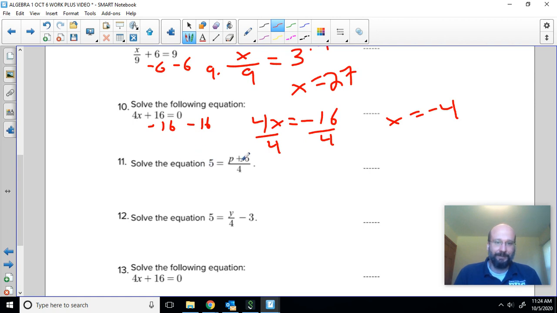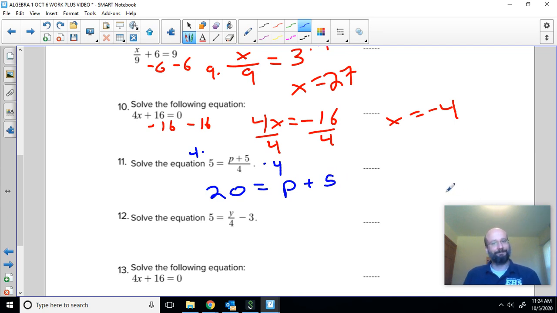So again, this one and this one are different, right? This one and this one are different. This is one giant fraction. So I need to move this bottom number of this fraction bar over by multiplying, because that's how we move the bottom number of a fraction over, by multiplying by 4 on both sides. So this gives me 20, right? 4 times 5 is 20. These cancel. And I just have this on this side.